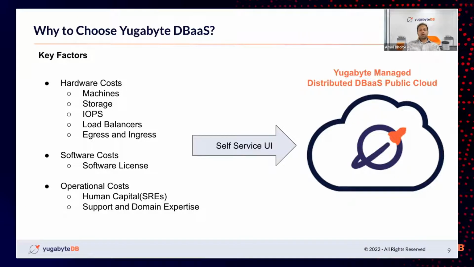First one is hardware cost, which includes machine, storage, IOPS, load balancer, and egress and ingress traffic. Second is software cost. Now, software costs are typically pretty straightforward, right? This is the license you pay if you want to run a database yourself. Finally, the third category of cost I want to talk about is operational cost, which includes human capital, support, and domain expertise. So to address all the key factors and challenges, Yugabyte Cloud Database built that expertise.